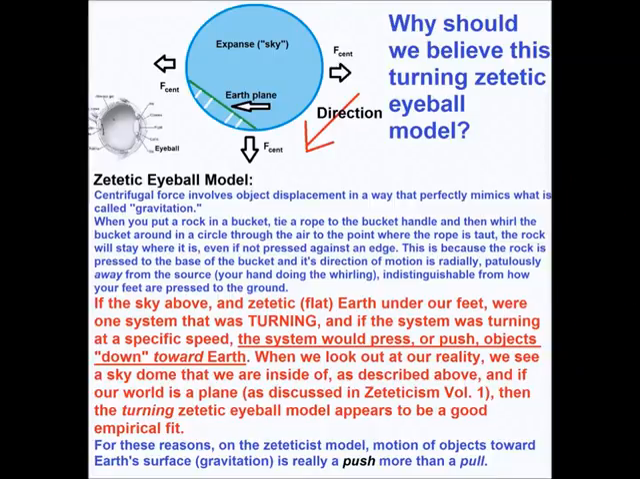If the Zetetic eye sky dome was turning, it would mimic a scenario where one had a rock in a bucket, a string tied to the bucket handle, where one whirled it through the air in a circle, and wherein the rock would stay fixed and unmoving to the bottom of the bucket if the bucket was whirled with sufficient speed.